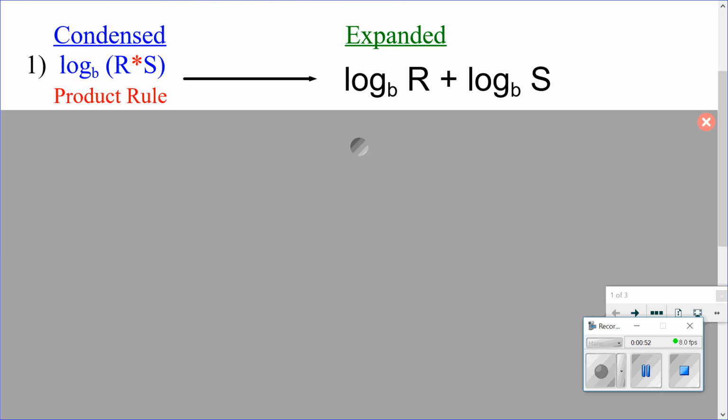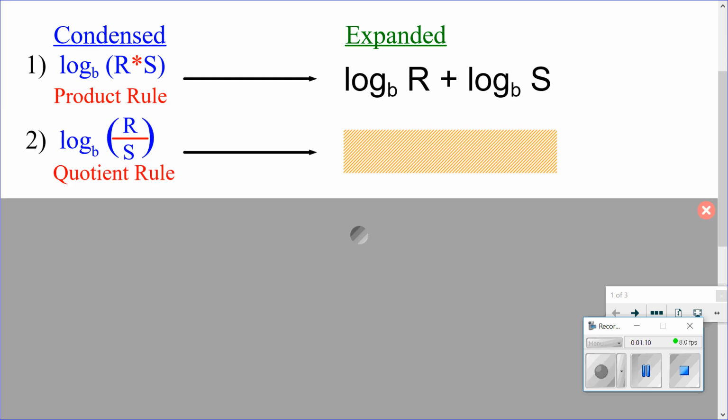Now in this example, I only have 2 things getting multiplied inside of the parentheses. You could have 3 things getting multiplied, 4 things, 400 things, it doesn't matter, but each one of them gets the log base b, and they're separated by a plus sign. This is the product rule expanded.